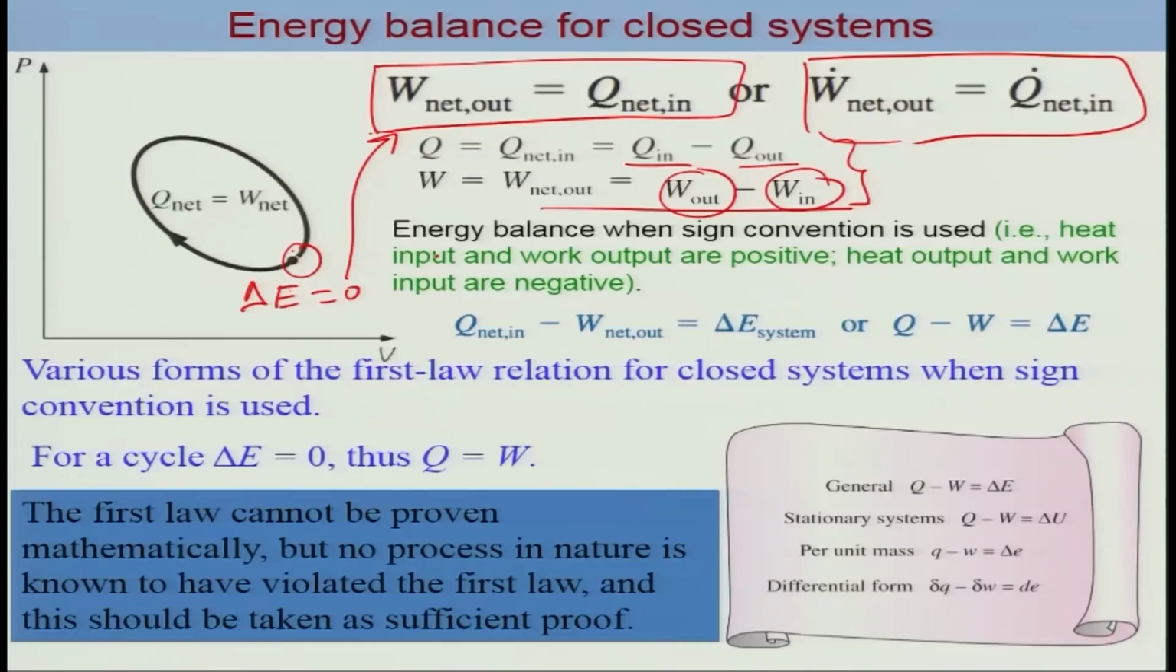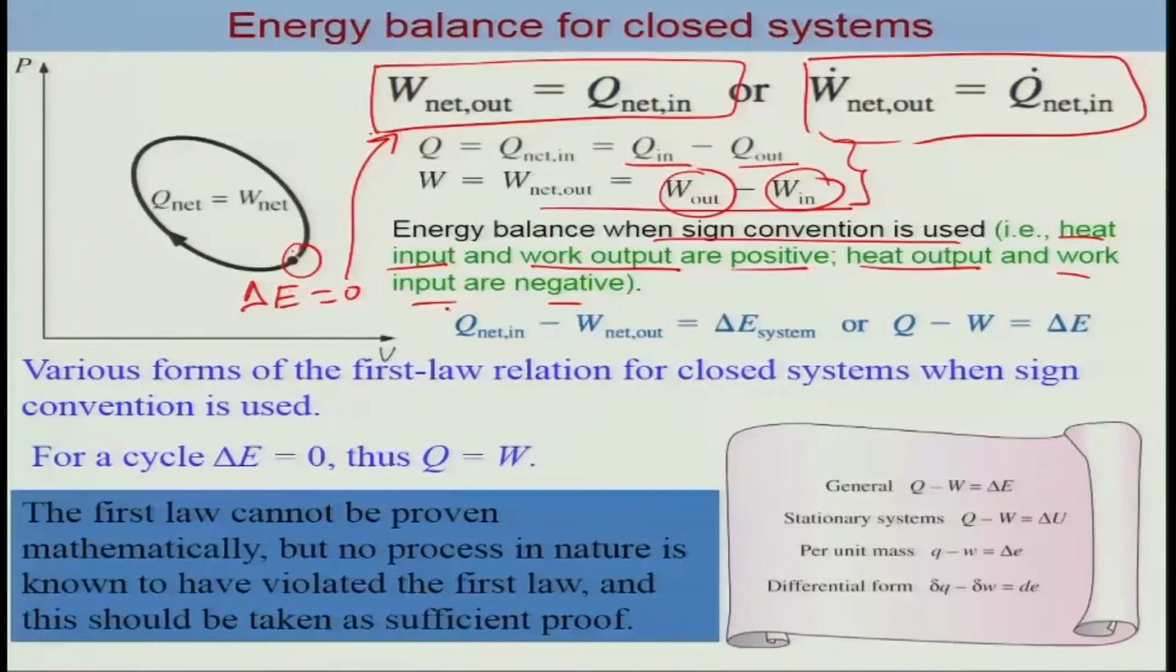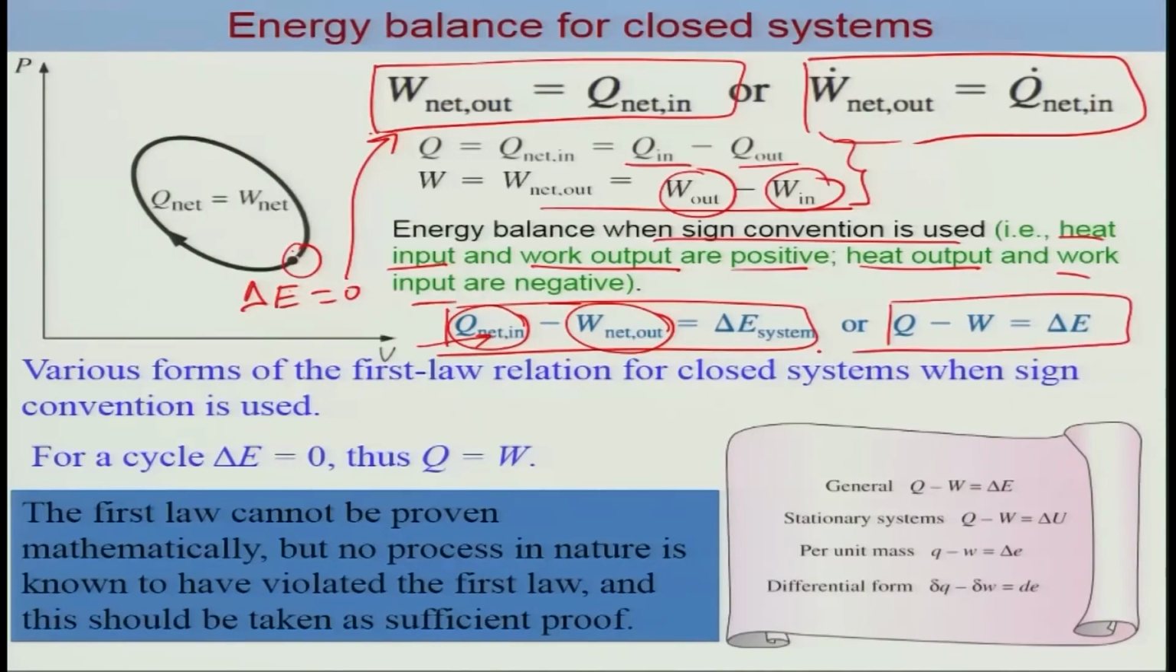So the typical energy balance, when sign conventions are to be used, is that heat input and work output are going to be positive, or heat output and work input are going to be negative. That would be the sign convention we are going to use if the directions of the heat and work are not available for your given problem. So that means we are assuming in this case Q net in as the heat supplied to the system and the work done by the system. So Q minus W is nothing but delta E, and this can be a generalized expression for your first law for the closed system.